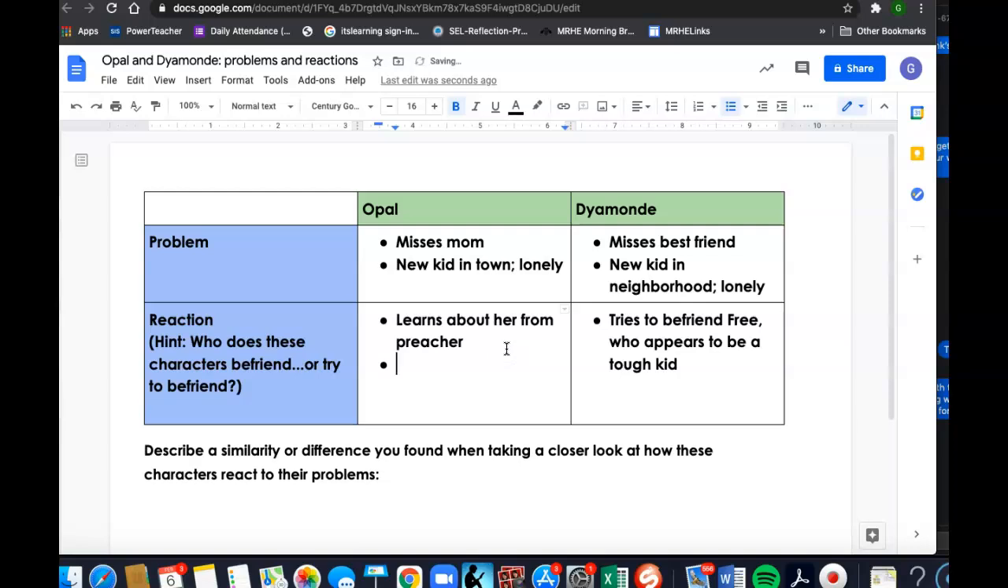What you're going to do is list how Opal reacts to being the new kid in town, list how Diamond reacts to being the new kid in her neighborhood, and then see if you can find a similarity or a difference, or maybe both in our characters, and type it down here below. Can't wait to see your answers.